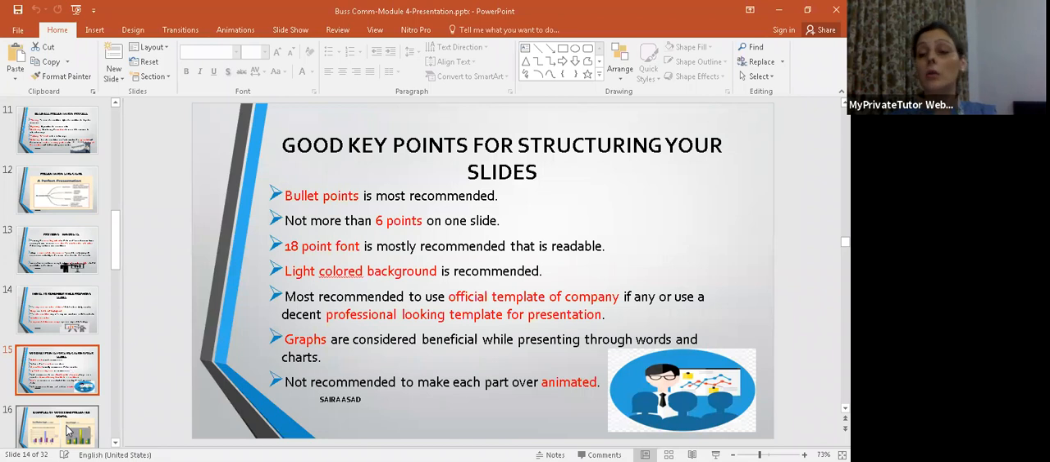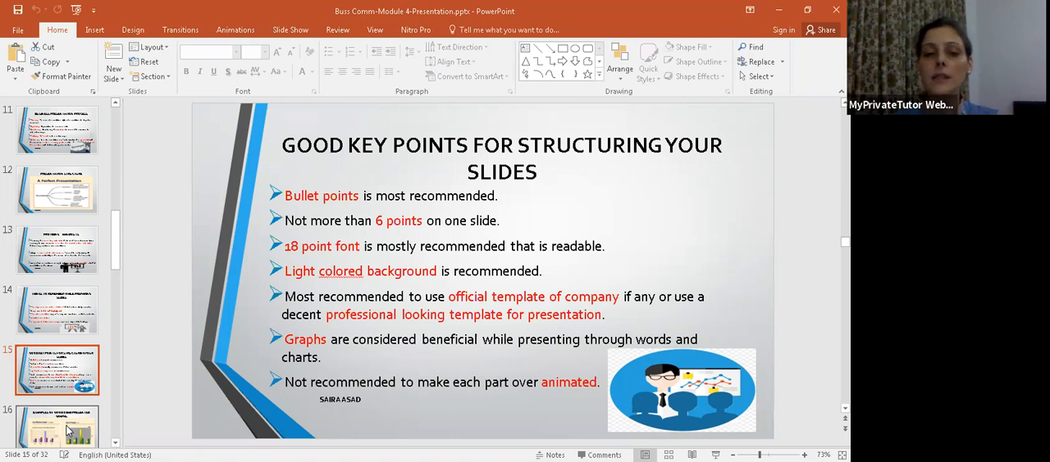Okay, good key points for structuring your slides. Bullet points are recommended, mostly not more than 6 points on one slide, generally, because there's going to be space, and it lets the reader read them effectively. 18-point font is mostly recommended. That's readable. It depends on you, but generally you can consider 18-point font.